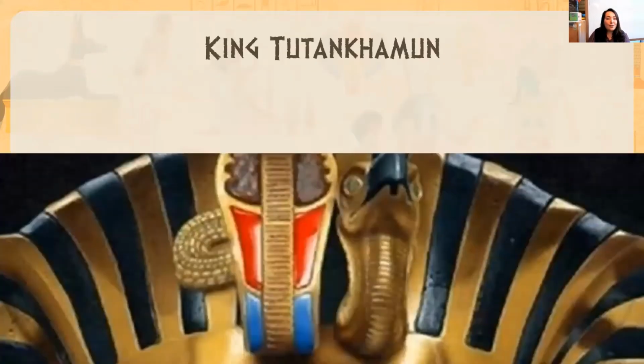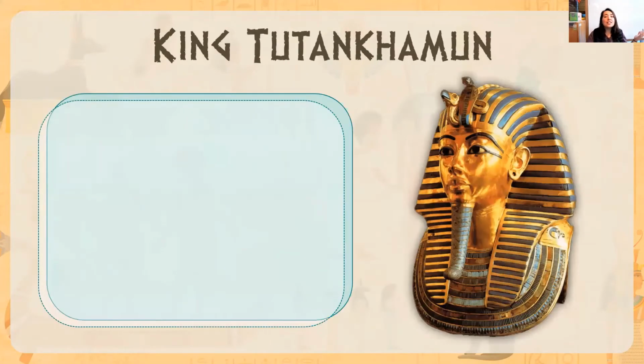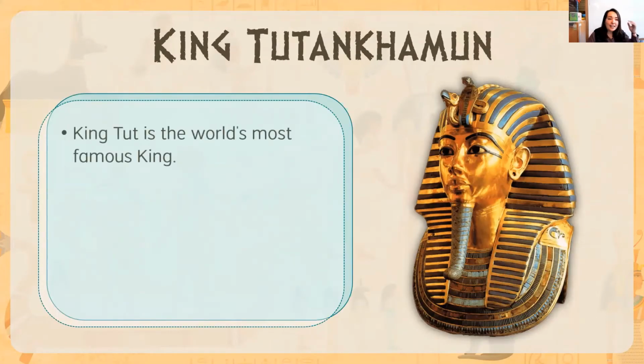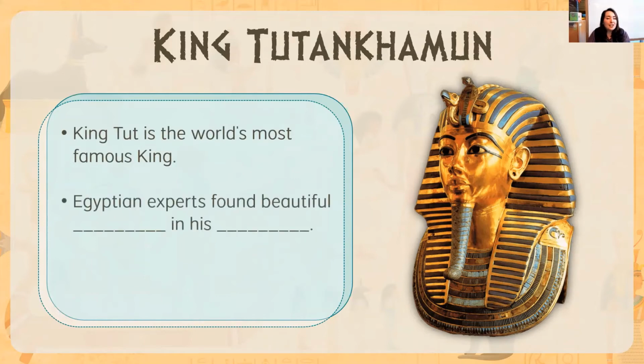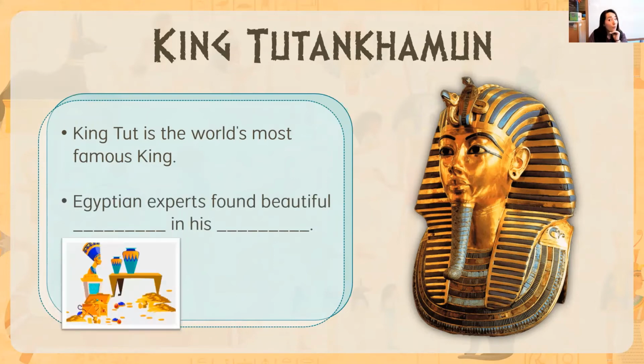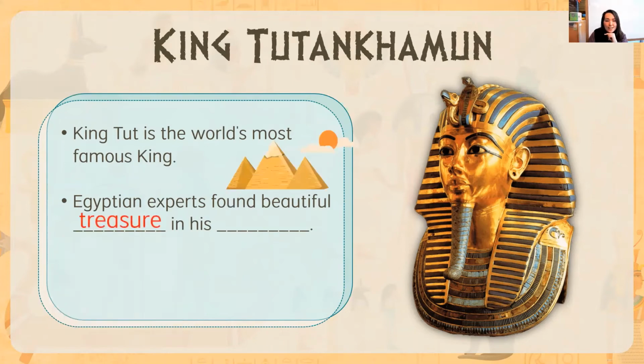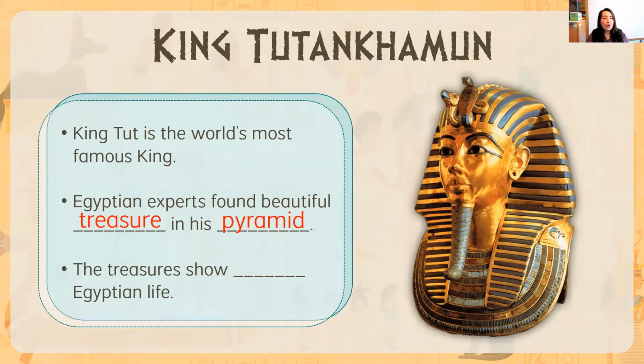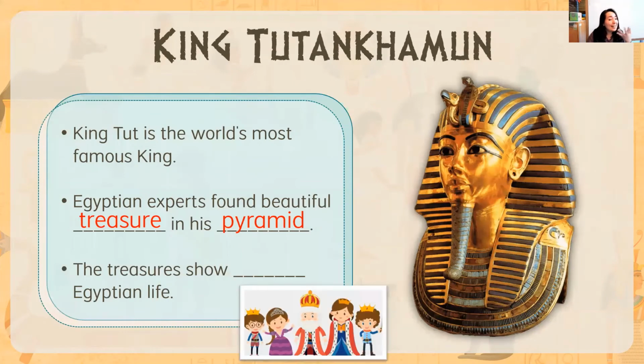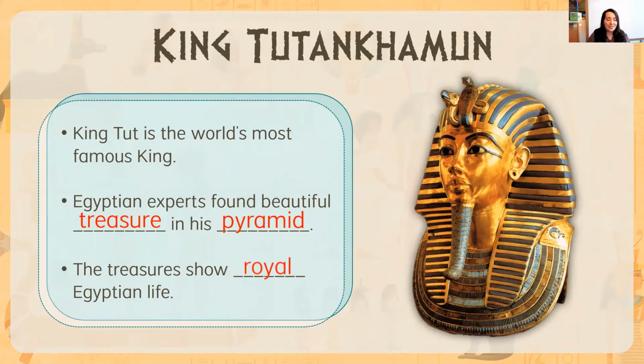All right, so let's talk about King Tutankhamun, King Tut. So King Tut is the world's most famous king. The Egyptian experts found this beautiful, what, gold, amazing, expensive things, treasure in his, what is this called? Pyramid. The treasures show what kind of life? King, queen, princess? Royal Egyptian life. There you go.